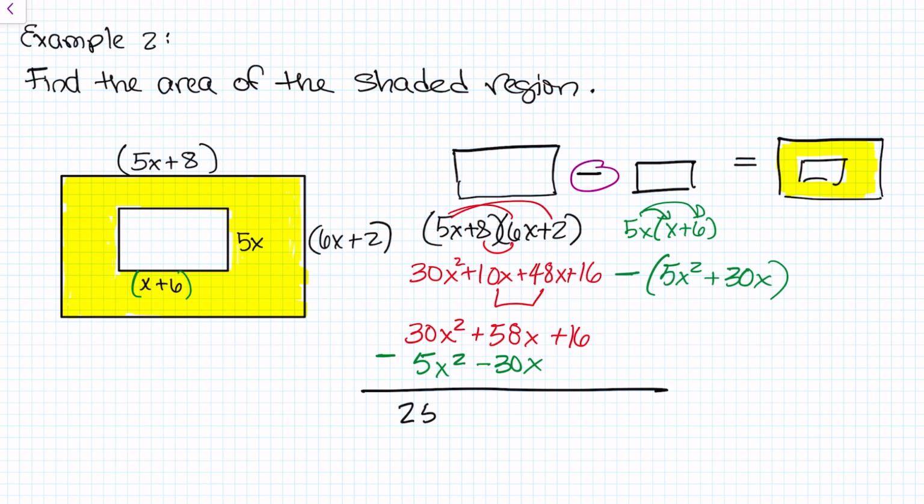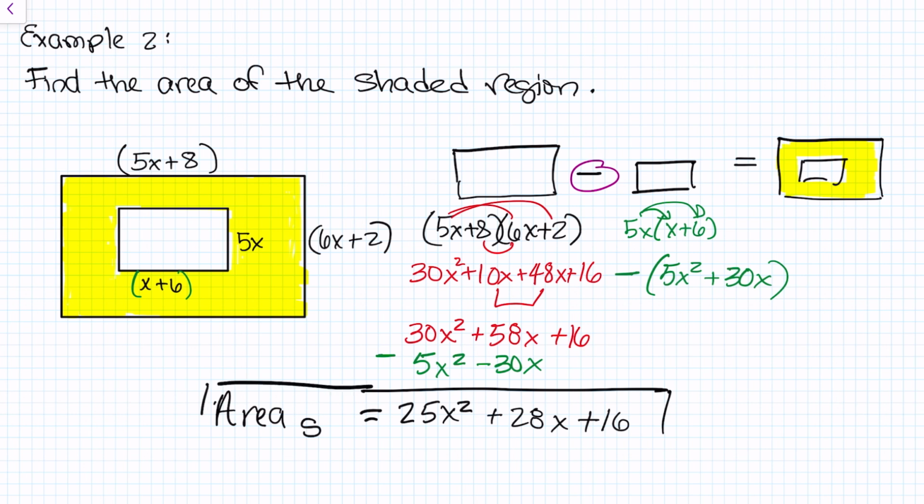So I get 25x squared, and then 58 minus 30, I get 28x plus 16. And so that's the area of the shaded region. There we go. And that's it. That's not too bad.